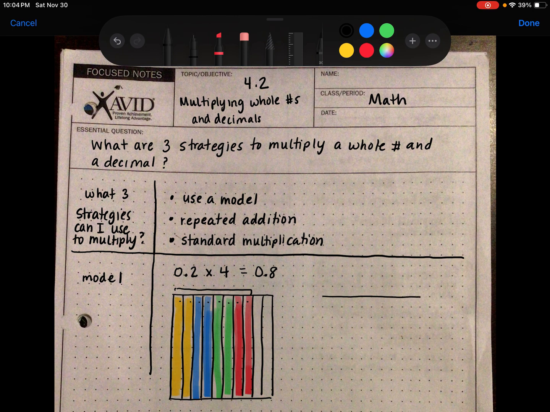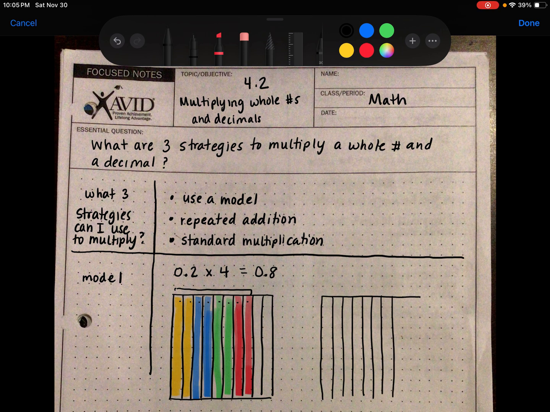Now, I can also use a model for hundredths. So I'm going to go ahead and get this set up. I'll actually just kind of measure the same distance here, because I know that's 10 spaces. And so we'll go 1, 2, 3, 5, 6, 7, 8, 9, 10. Go across, close those up.